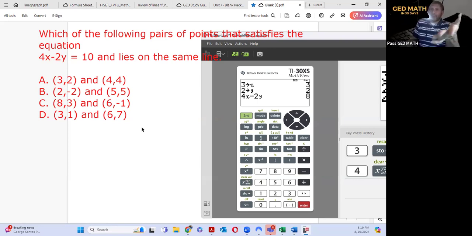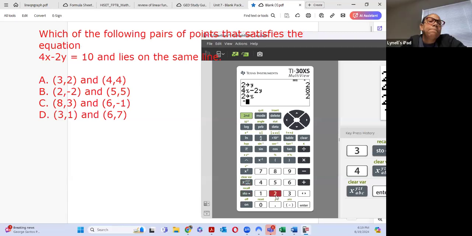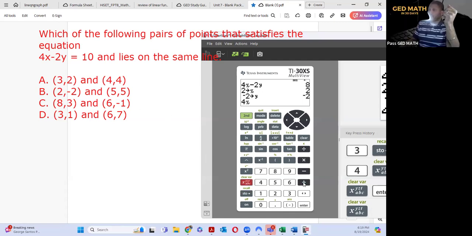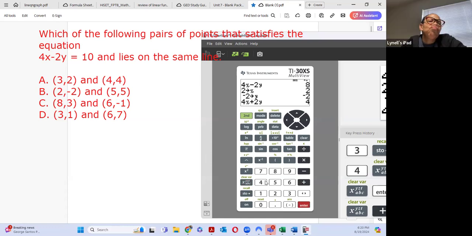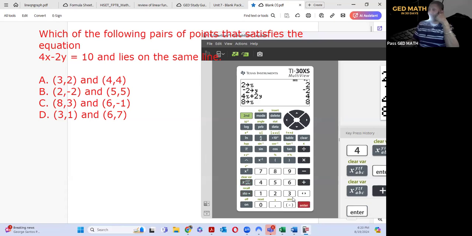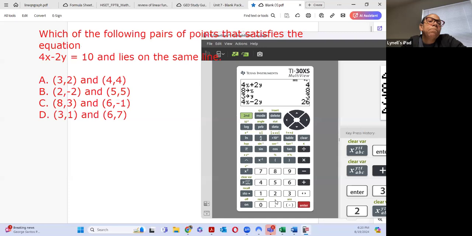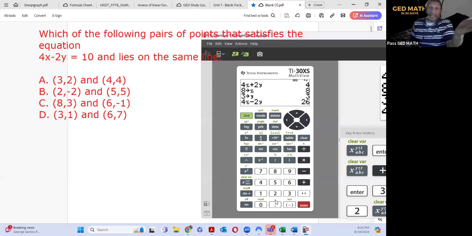So it's not A. I'm going to go to my second point, 2, -2. So x is 2 and y is -2. I plug this equation in, 4x minus 2y. I need to get 10 if it's equal. Did I get 10? No. I know it's not B. I'm going to go to C. 8 store x, 3 store y. I plug that equation in, 4x minus 2y. Did I get 10? No. So I already know it's D because I've tried the first 3. But let's do it. 3 store x, 1 store y.